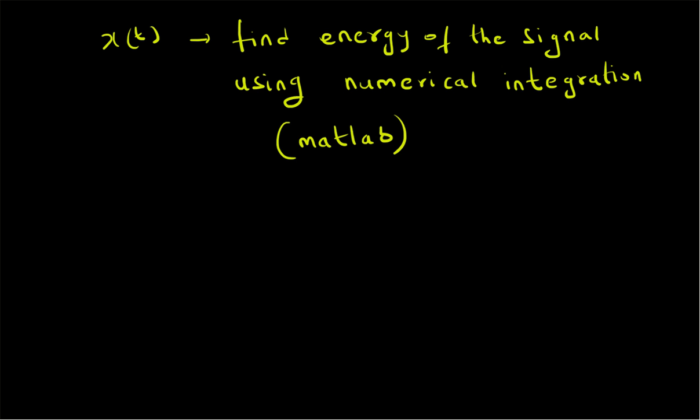So to start with, consider a signal x of t equal to e power minus t cos of 2 pi t u of t. So that is a signal with value e power minus t cos of 2 pi t into u of t. That is, it is only valid for positive values of time. So now we want to compute the energy of the signal.